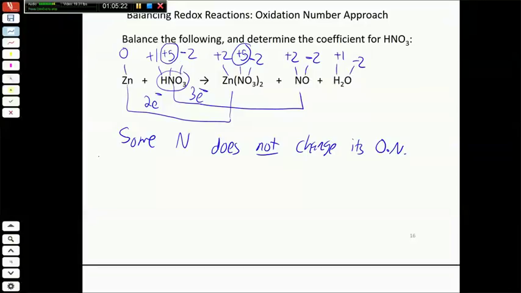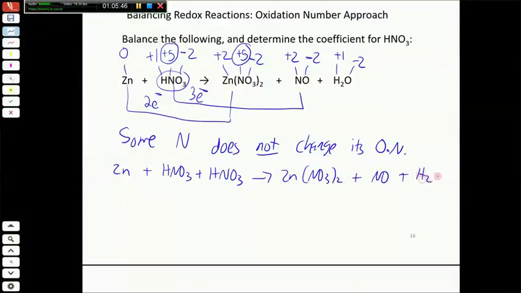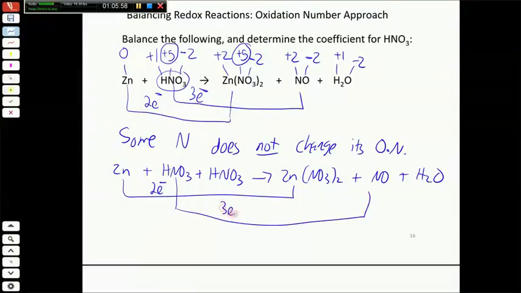So we're going to rewrite this out as zinc. I should give myself room to write coefficients because I will need those eventually. We're going to write out HNO3 twice, and we'll see why we do that in a second. We have a product that's zinc nitrate, NO, and water. And so again, zinc goes from 0 to +2, which is a 2 electron change. And then nitrogen, this one goes from +5 to +2, which is 3 electrons.